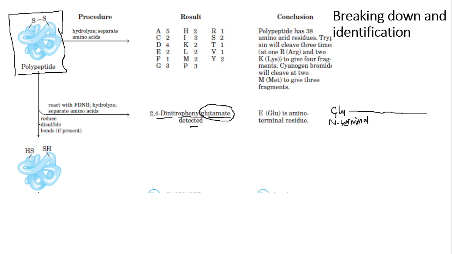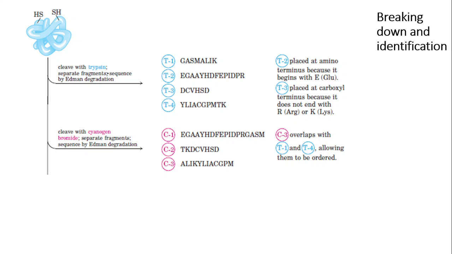Then what it does is reduce the disulfide bond. This does not really do anything specific to identify the protein, but it is important for the next steps. After the disulfide bond is cleaved, it is treated with trypsin. So trypsin now generates these fragments.